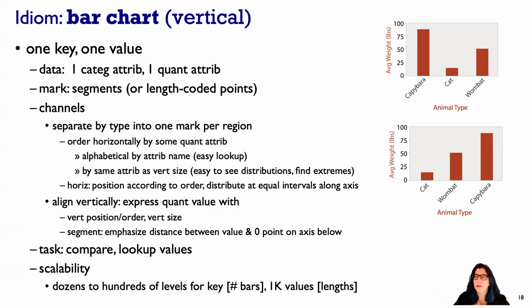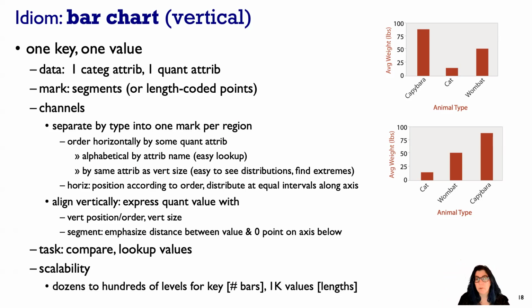In a lot of these kinds of charts, instead of focusing on, oh, we have a position and then that means necessarily we have an order, we're flipping that and we're saying, oh, we make a choice about the order and that leads to the position coding. Either way, both position and order are in use and actually encoding an attribute here. Well, what are we doing vertically? We're simply expressing that quantitative value. We're using vertical position and also order. And redundantly, we've got vertical size coding. And we're emphasizing the idea that we're thinking about the difference between the value and the 0 point on the axis below by considering it as a segment mark type.